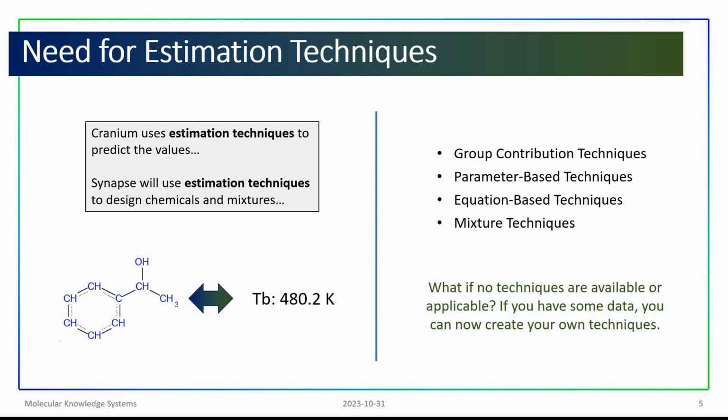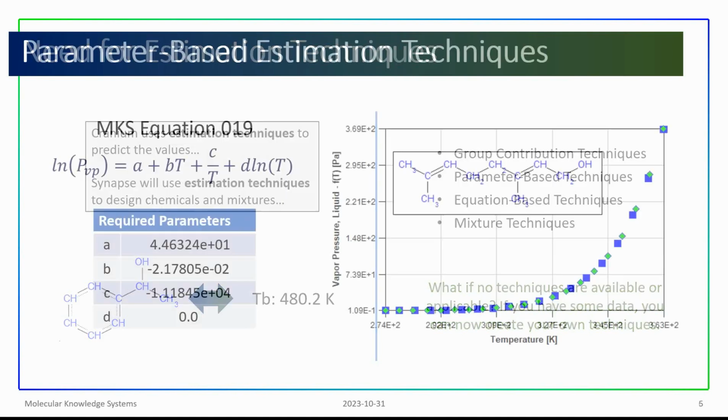Cranium and Synapse specifically use 4 types of estimation techniques: group contribution techniques, parameter-based techniques, equation-based techniques, and mixture techniques. Both products contain several hundred estimation techniques, but what if no techniques are available or applicable for your specific type of chemical or mixture? Now, with the introduction of our new modeling document, if you have some data, you can now create your own estimation techniques.